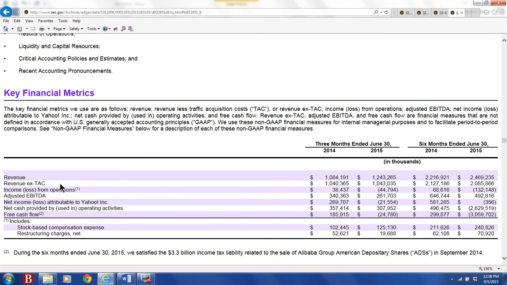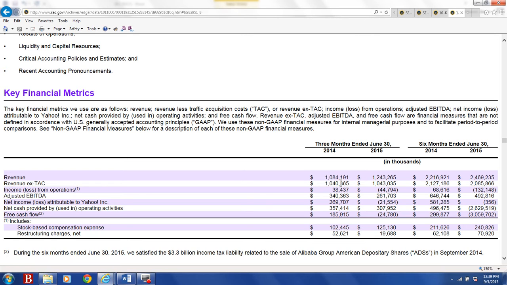One thing I was kind of curious about was why they were disclosing 2 revenue numbers, right? Revenue and revenue ex-TAC. So I'll be honest with you, I Googled it, and I found out that the difference between these numbers, if you look at the first column here, it's 1,084, 1,040. That $44 million difference is a fee that Yahoo paid to other internet-based companies to drive traffic to Yahoo.